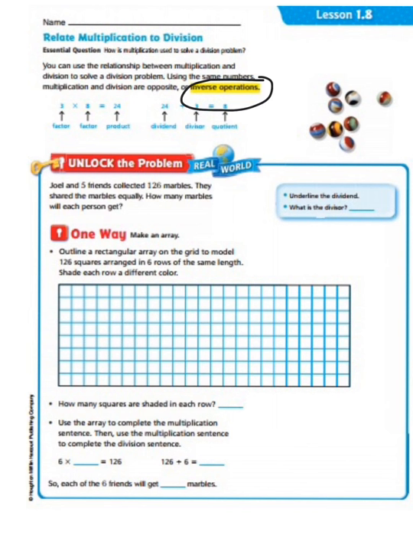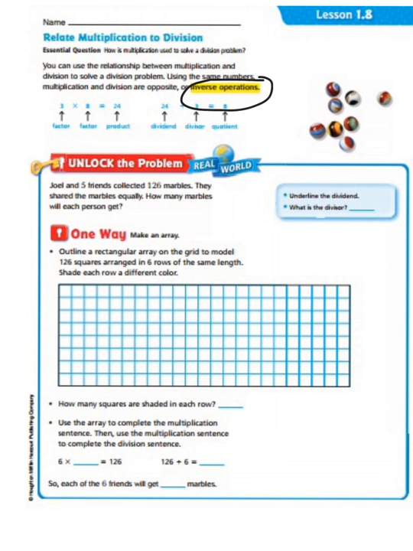So let's begin by taking a look at our Unlock the Problem. Joel and 5 friends collected 126 marbles. They shared the marbles equally. How many marbles will each person get? Well, first thing we have to do is figure out how many people we're talking about. So let's go back and take a look.